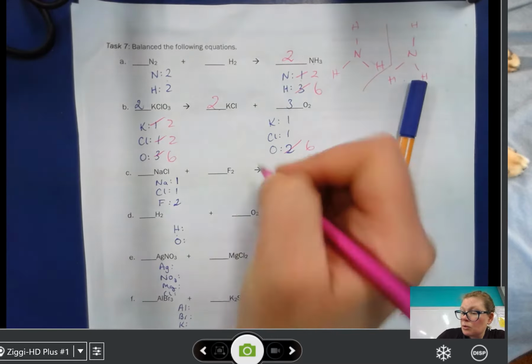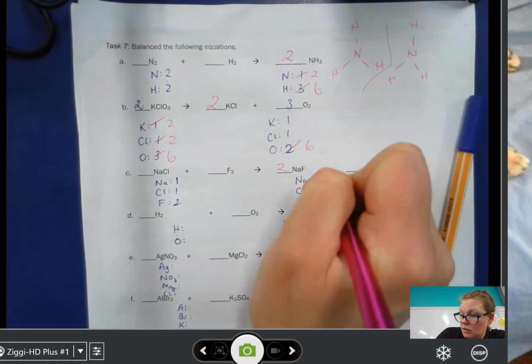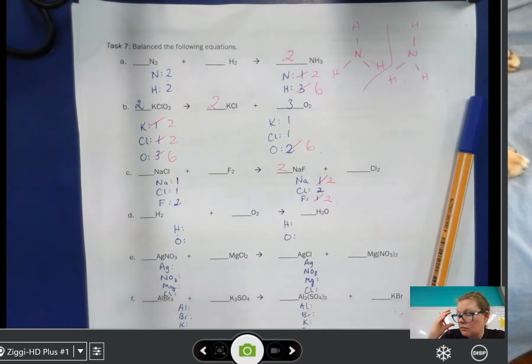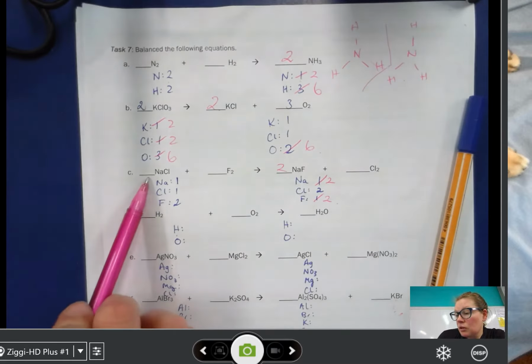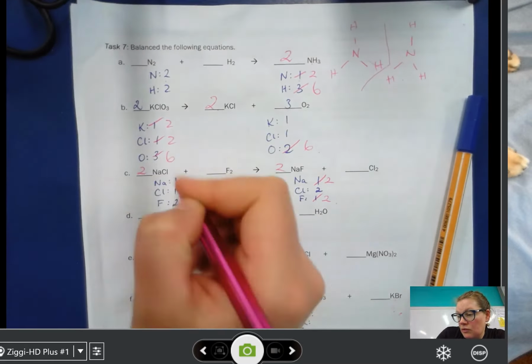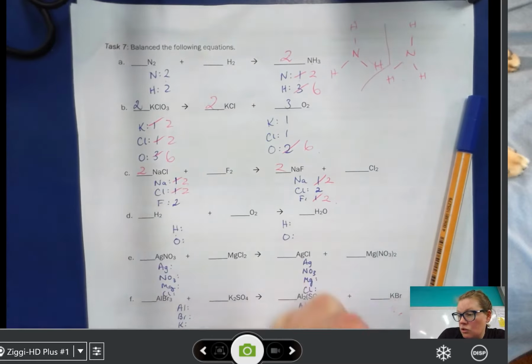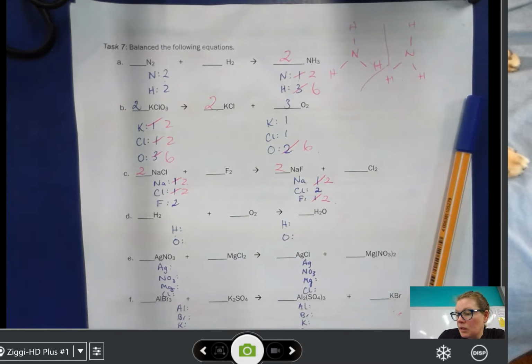To do that, I'm going to put a 2 in front of that, which changes the sodium to 2 and the fluoride to 2. Which now I need to change the sodium over here, so I'm going to put a 2 in front of this, which changes that to 2 and that to 2, and we are now balanced.